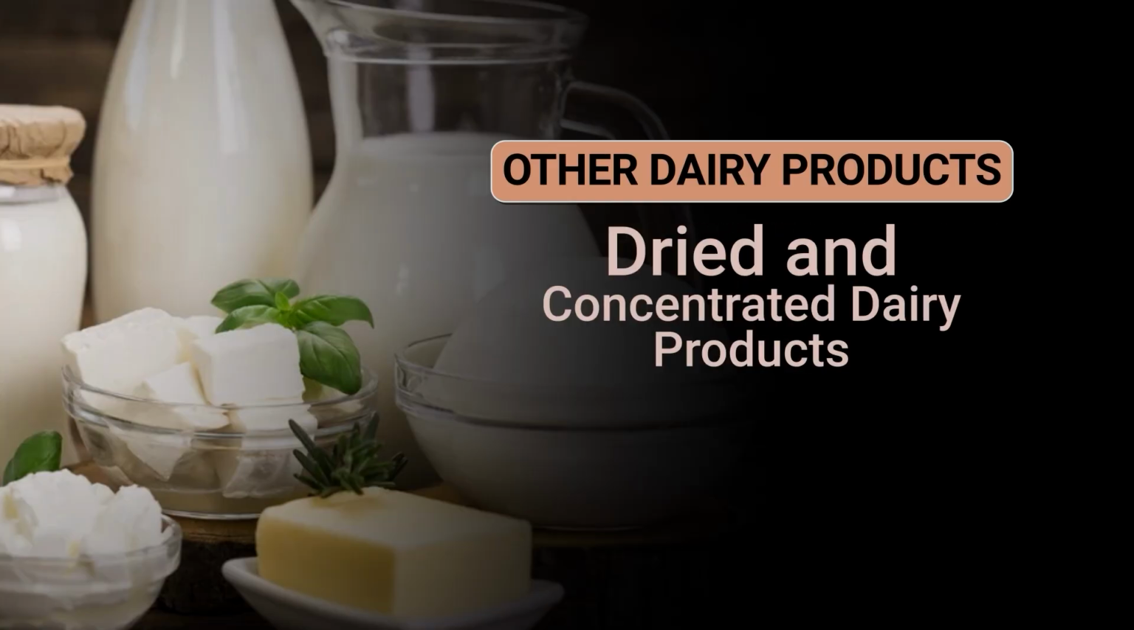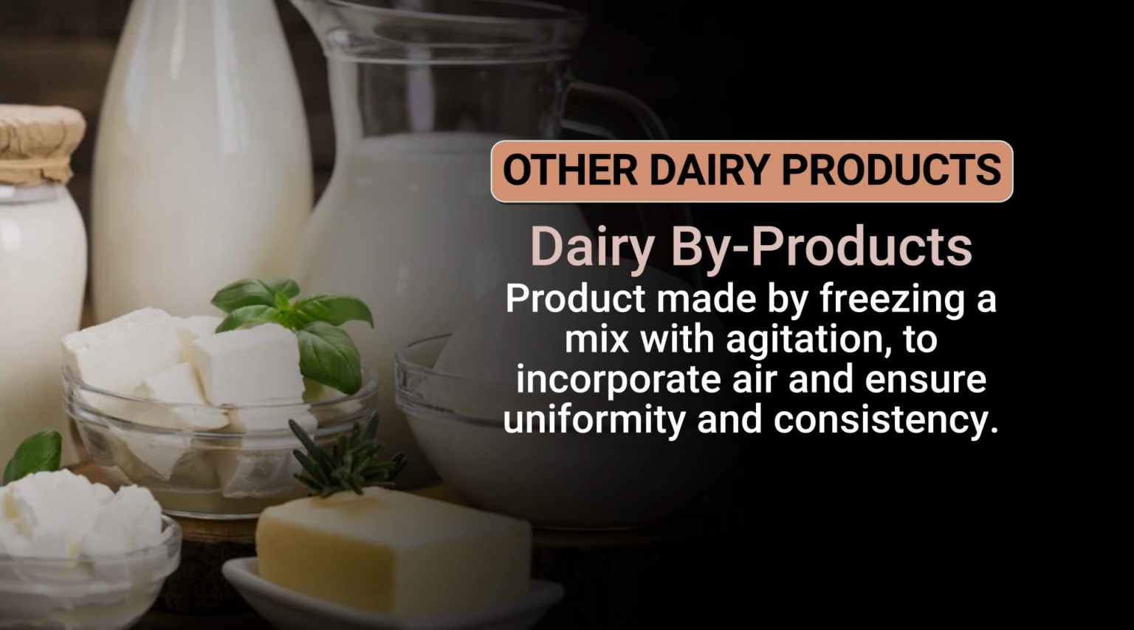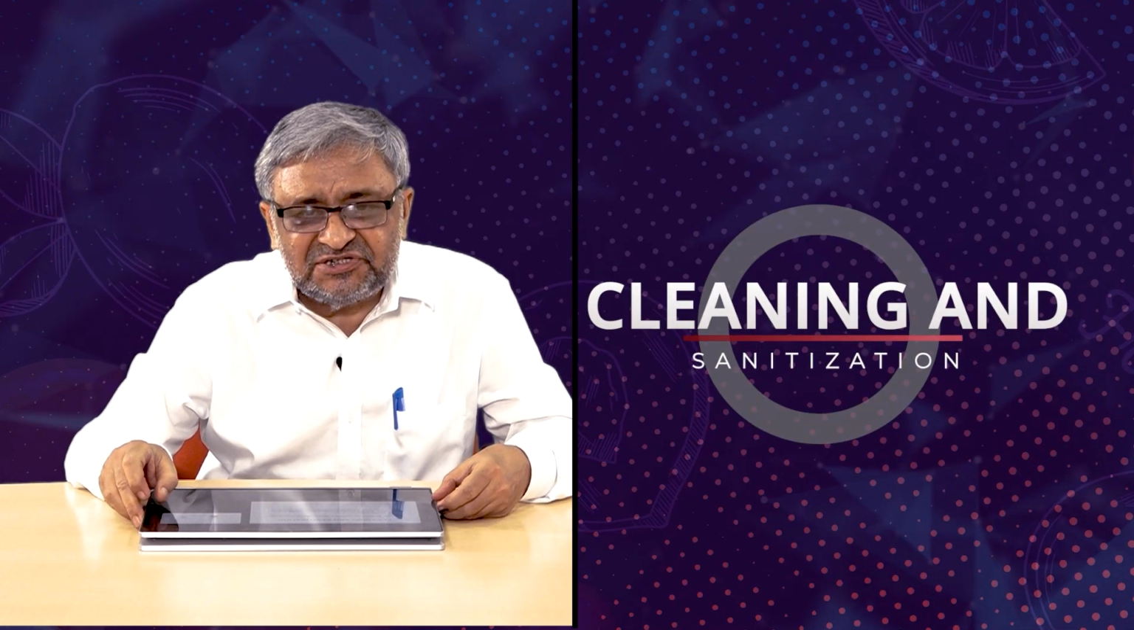Similarly, we can have the dried and concentrated dairy products like powders, dairy whiteners, and sweetened condensed milk. Similarly, the dairy byproducts are skim milk, whey, buttermilk, and ghee residue. These are all the different dairy products. Then we come to the cleaning and sanitization.